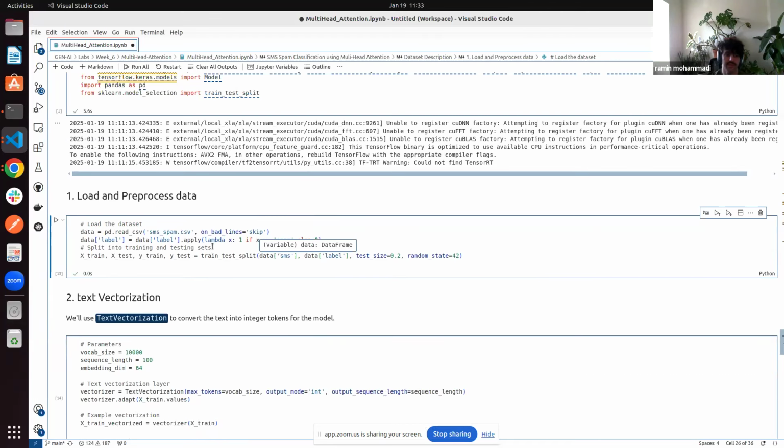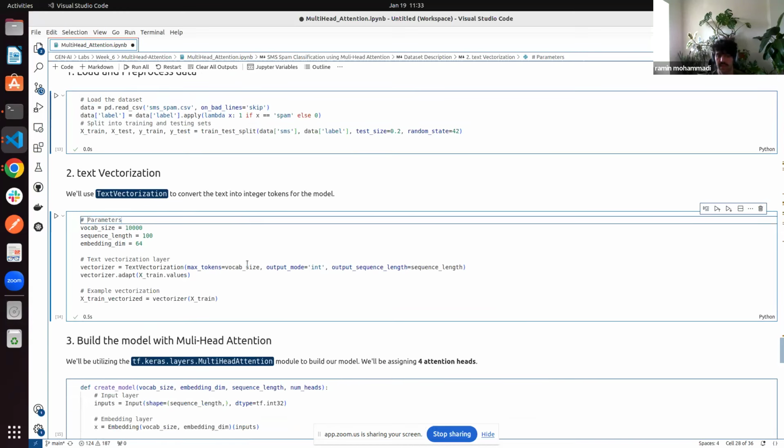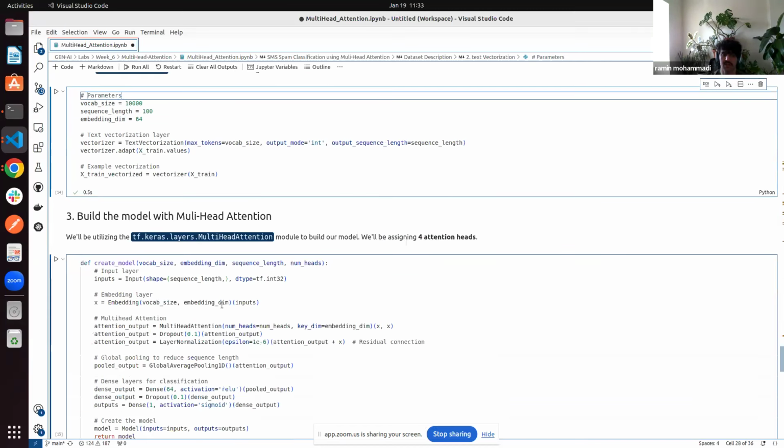Remove that one. So this data set basically has SMS text, and it has labels as spam or not spam. The first thing is that we do some text preprocessing. We do text vectorization, and after we have this text vectorization, we need to be sure that we convert those to an embedding for our attention model. So we create a model.